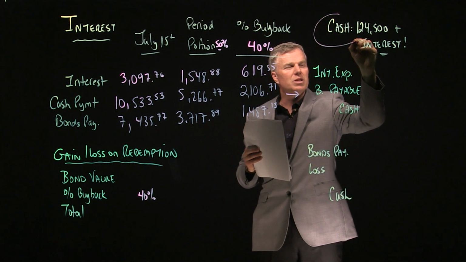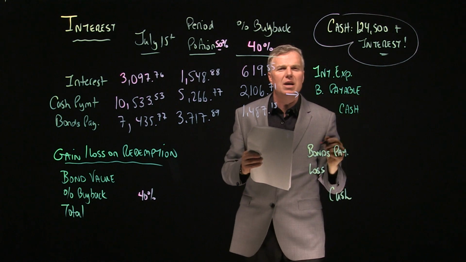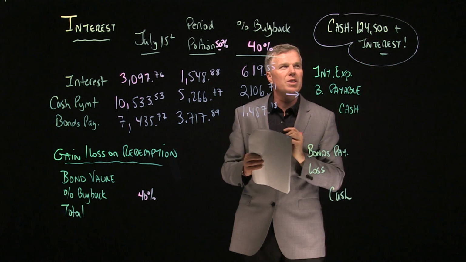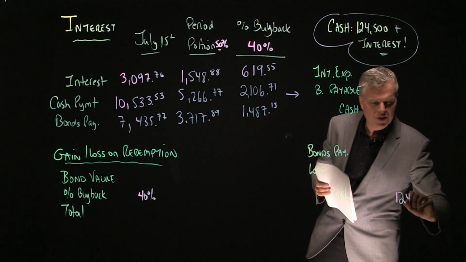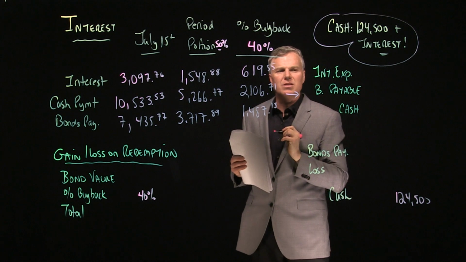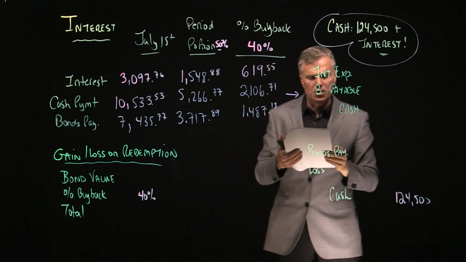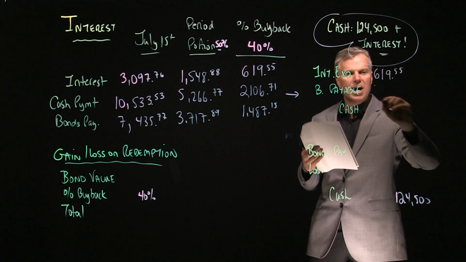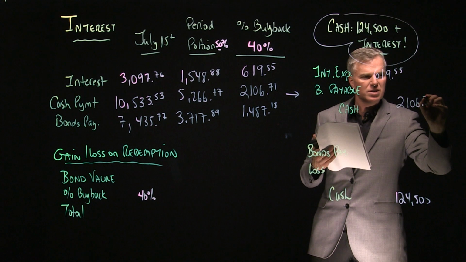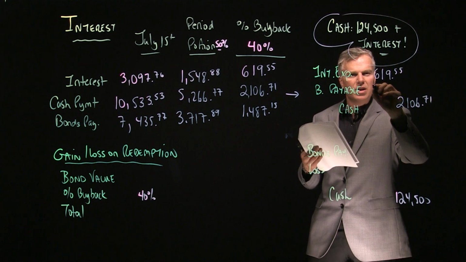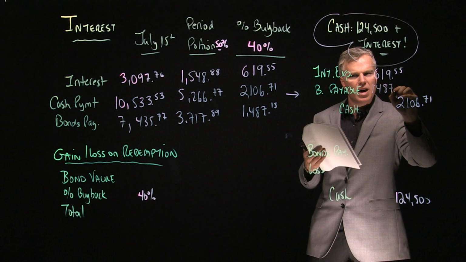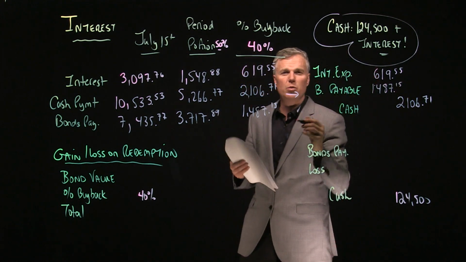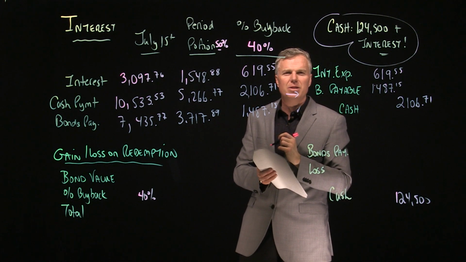Well, the terms, and this is the last bit of data I need to give you, is that to buy back these bonds, here's what we basically paid: $124,500 plus the interest. Well, that's this here. So then I would just take that $619.55, the cash payment of $2106.71. And then I would have the difference here as the reduction in my bonds payable. That's how I do the first journal entry. Perfect. You've done a really tough entry and gotten 100% on it.